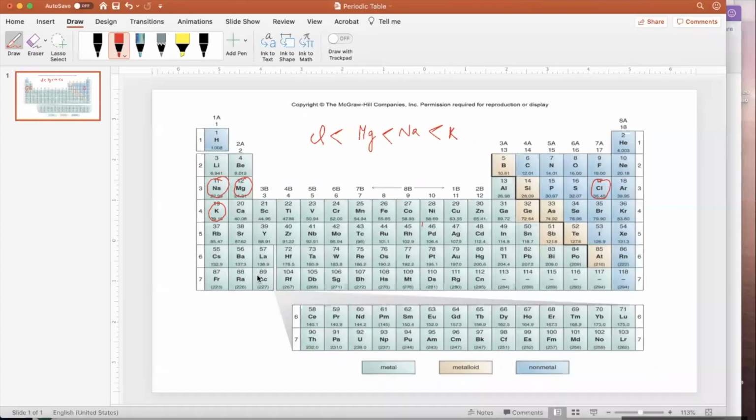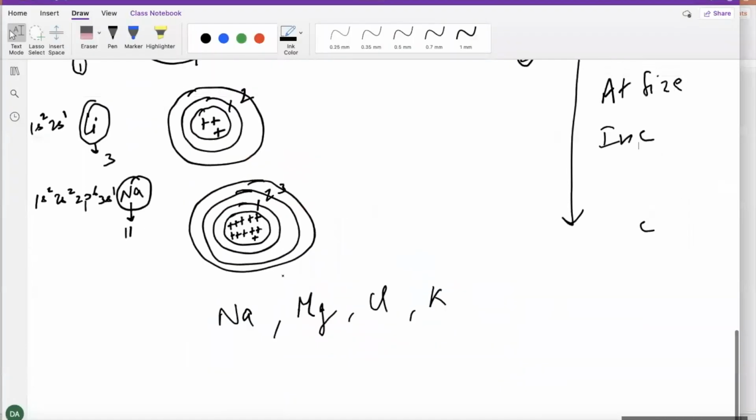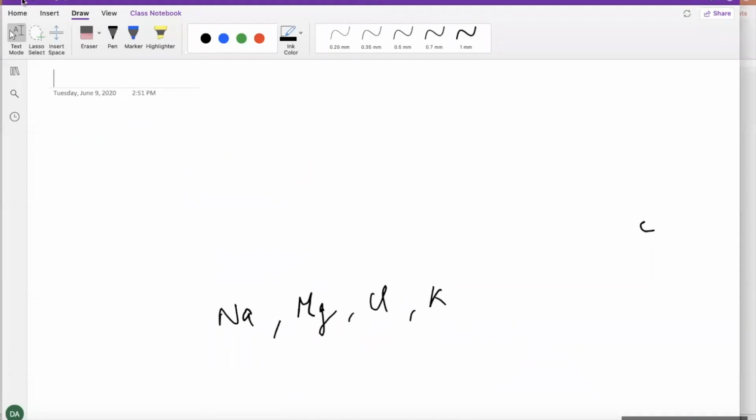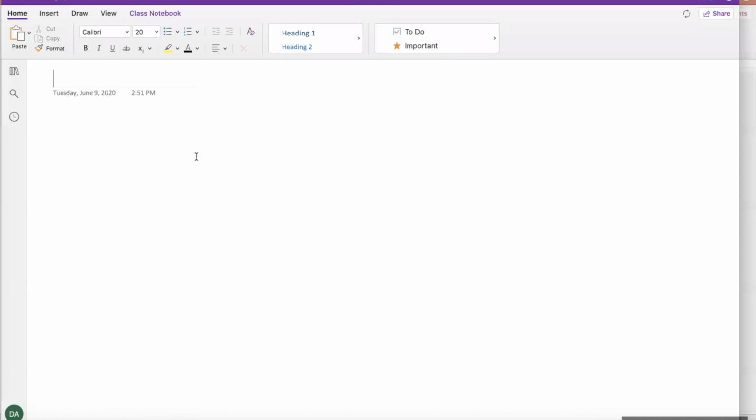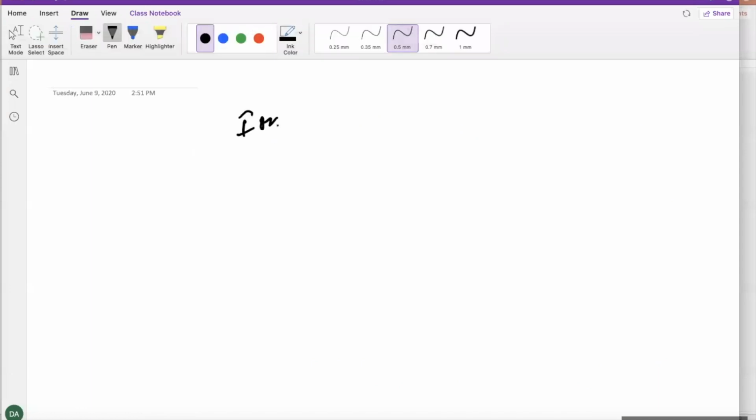Okay, all right. Now, let's talk about the next thing, guys. The next thing we're going to talk about is ionization energy. Ionization energy is dependent on atomic size. So first of all, what is ionization energy, guys? It's the energy required to remove an electron from an atom.